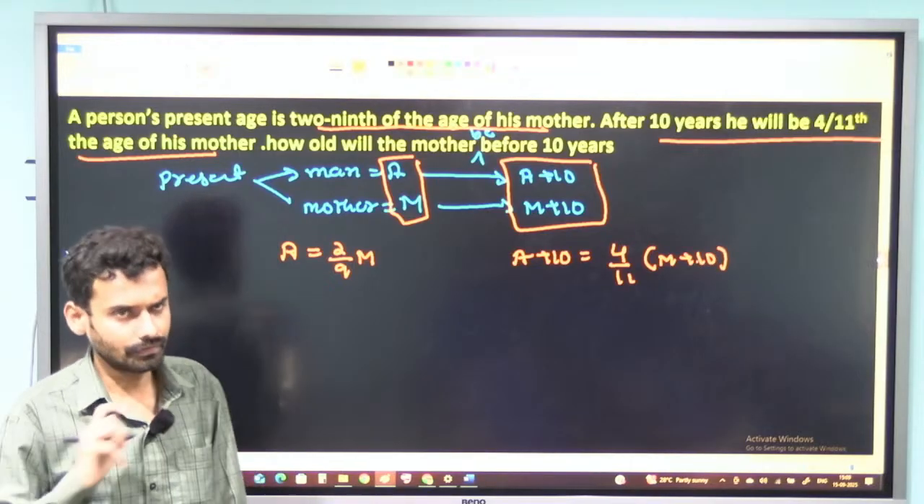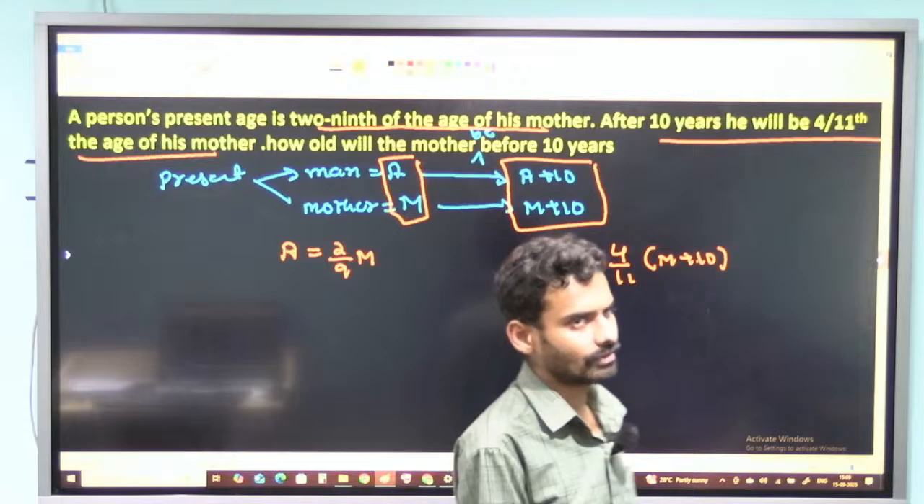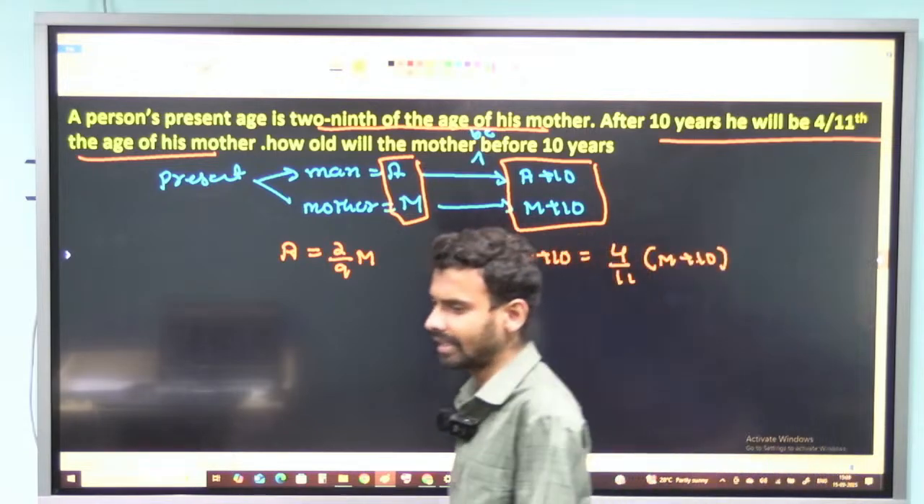As we see, after 10 years, both the person's age as well as the mother's age is increasing by 10 years.